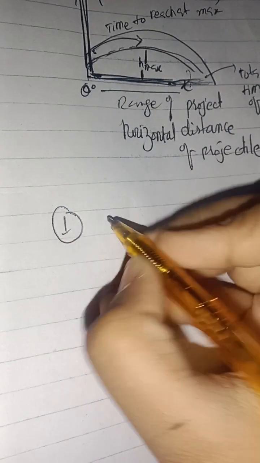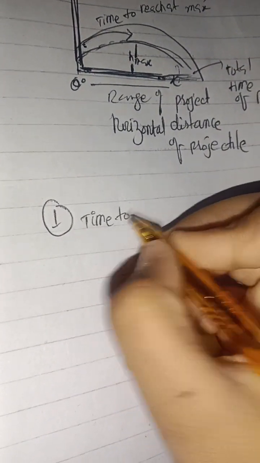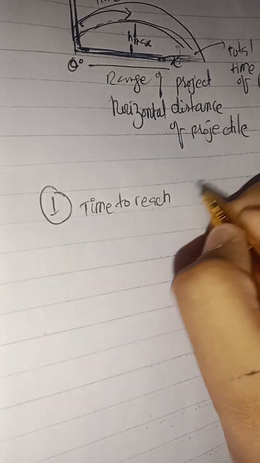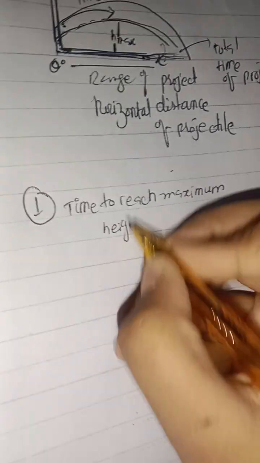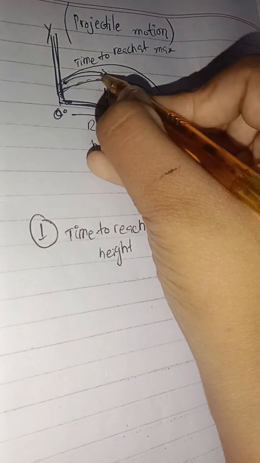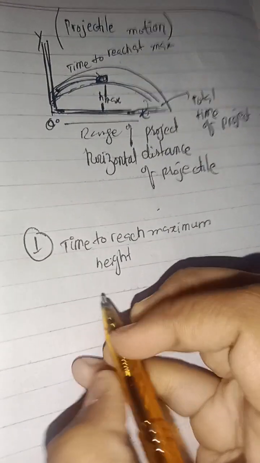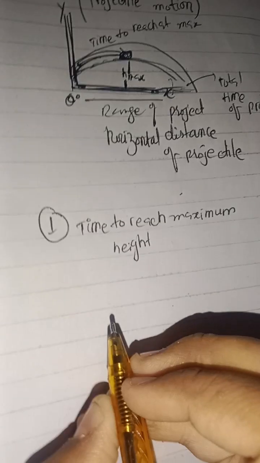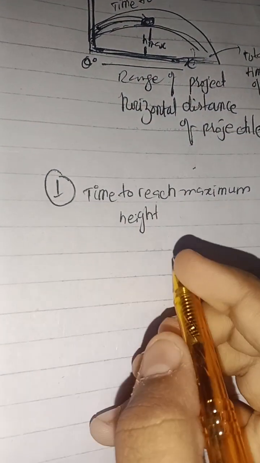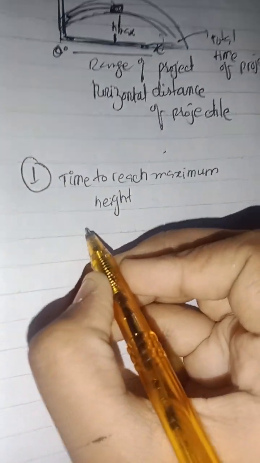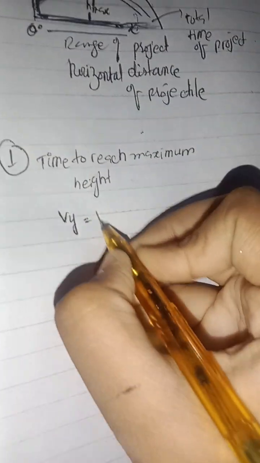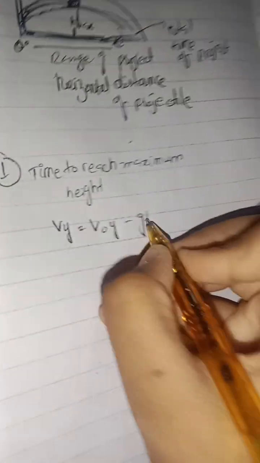Firstly, number one is the time to reach the maximum height. The time to reach the maximum height of the projectile. Here we will use the formula of the vertical velocity, which is Vy equal to V naught y minus gt.